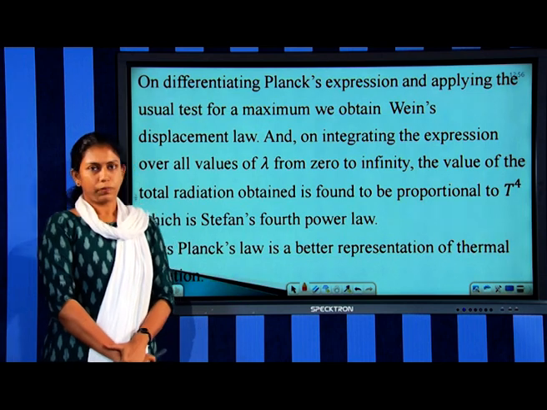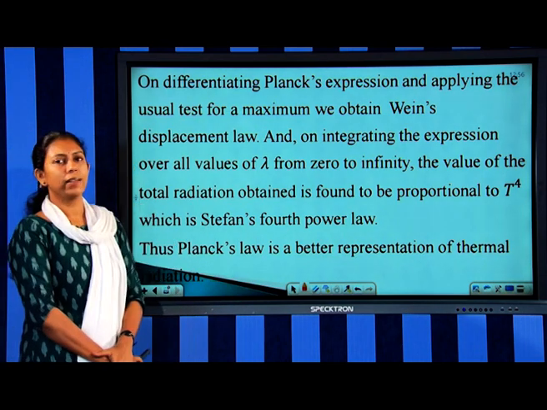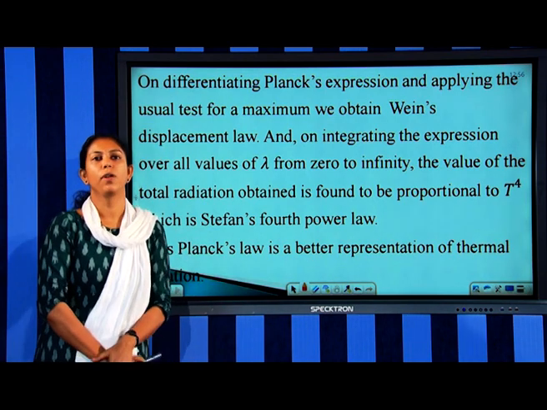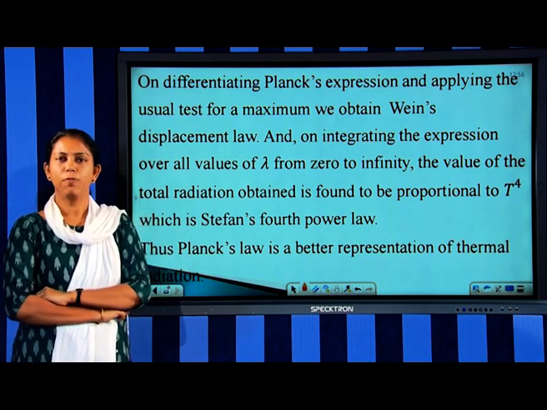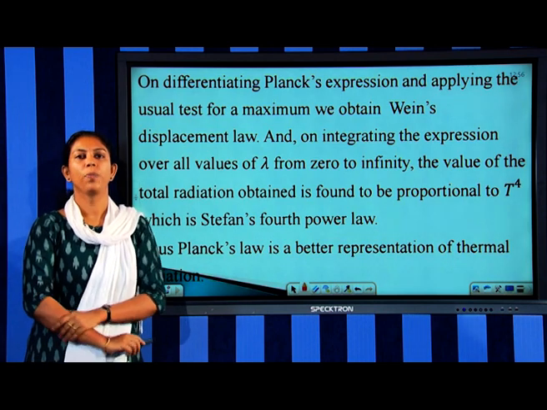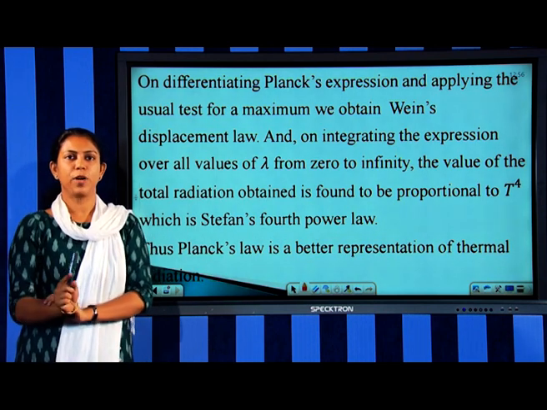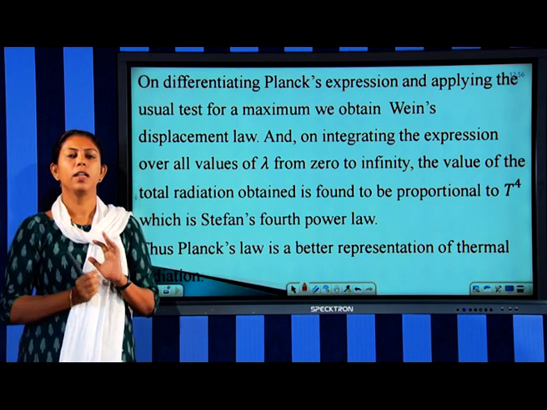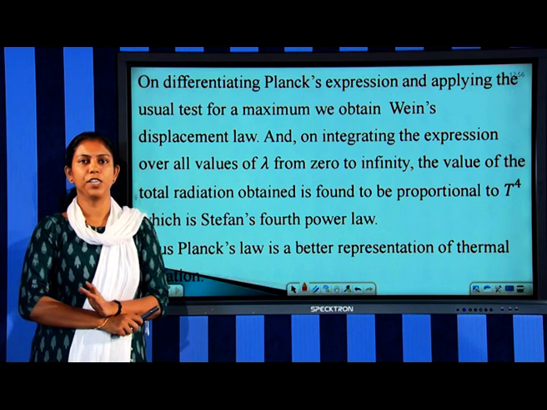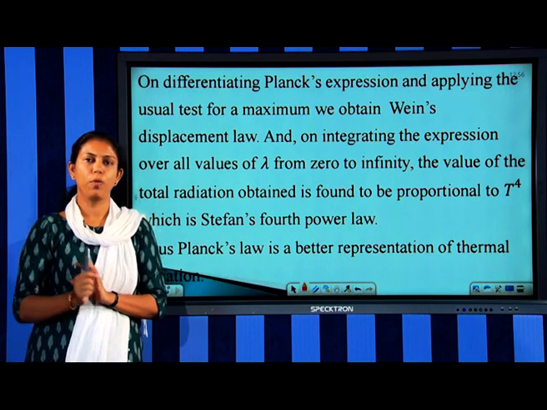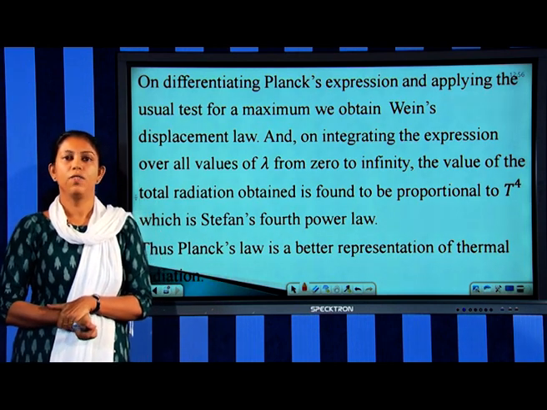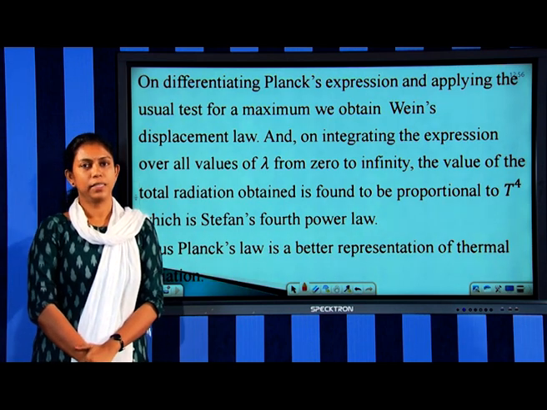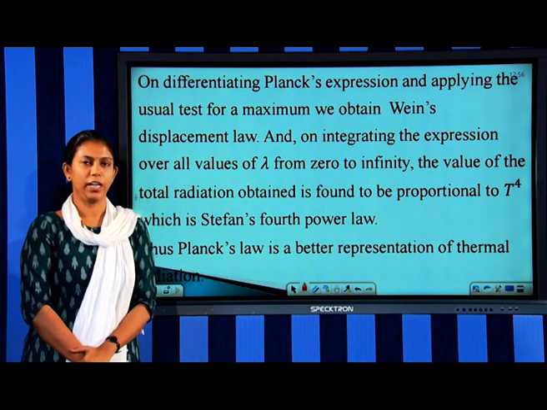On differentiating Planck's expression and applying the usual test for the maximum, we obtain Wein's displacement law, and on integrating the expression over all values of lambda from 0 to infinity, the value of the total radiation obtained is found to be proportional to T raised to 4, which is Stefan's fourth power law. Thus, Planck's law is a better representation of thermal radiation.